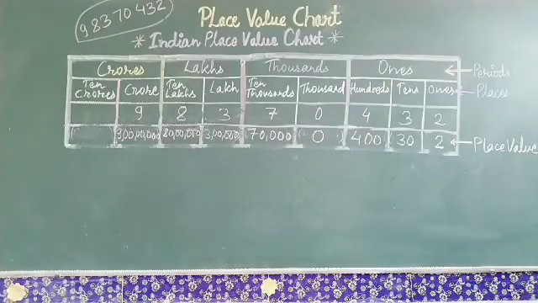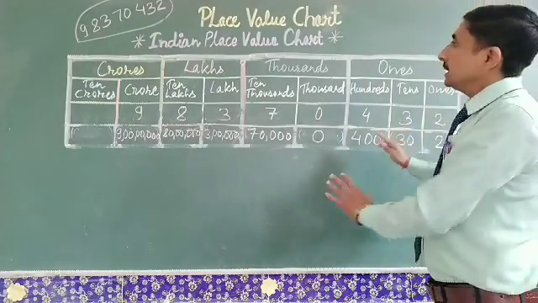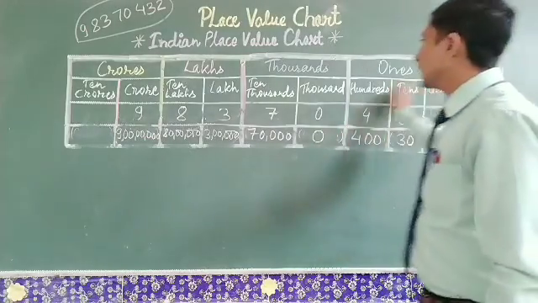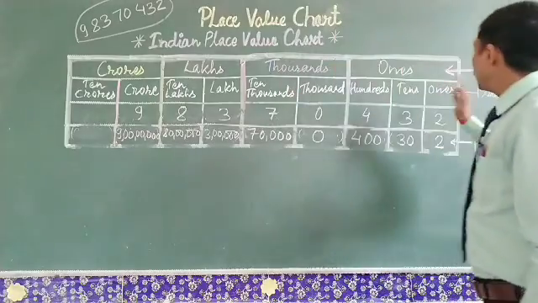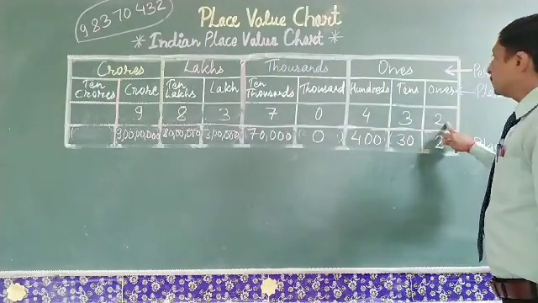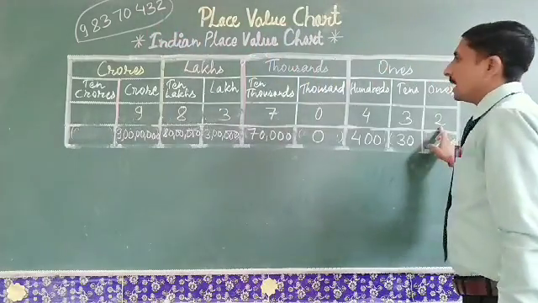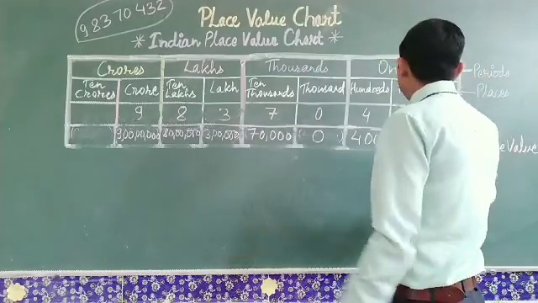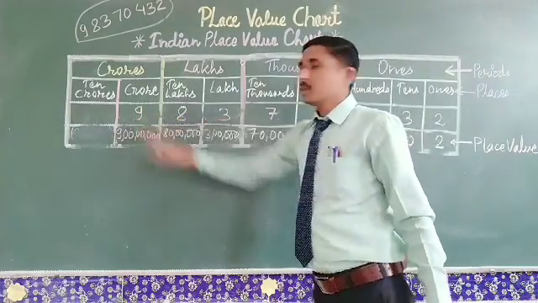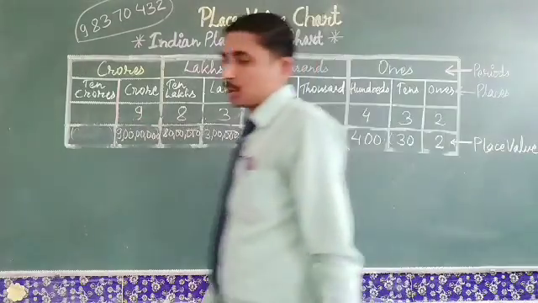In this way, we can put a given number in the Indian place value chart. First we have to prepare this chart, and now put the number starting from the ones place. The last digit goes in the ones place, then move to the left side, putting the numbers one by one in the columns. So in this way we can prepare the Indian place value chart.